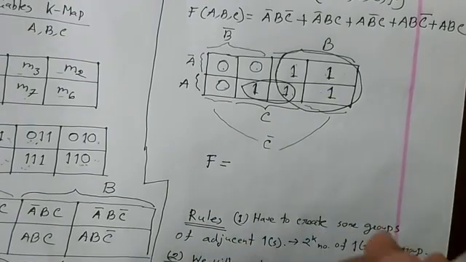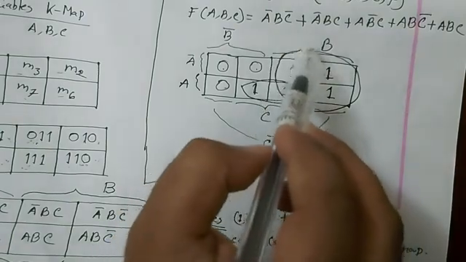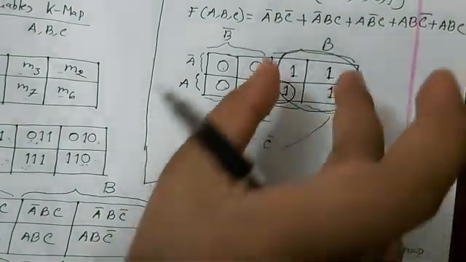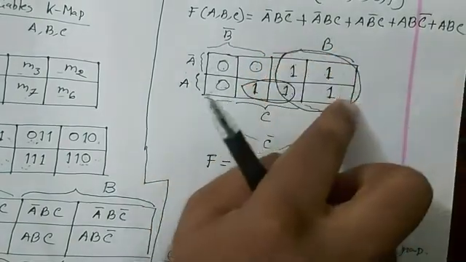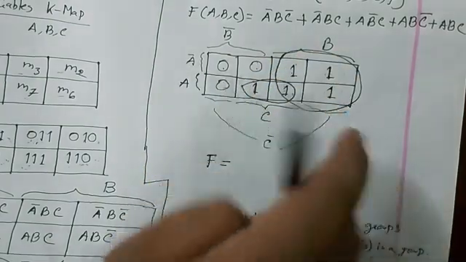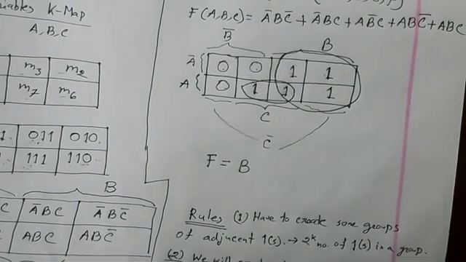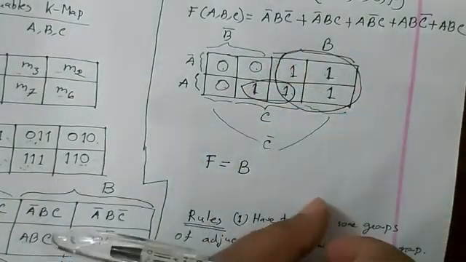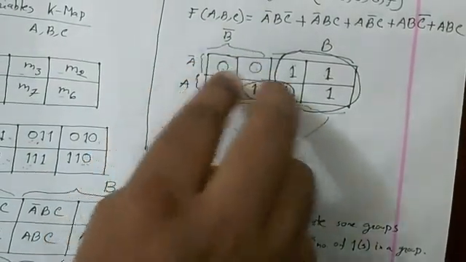Okay. Now, is this group inside B? Which is B? B is this portion, right? So obviously this whole group is inside B. So we can take B. Now, is this group inside B prime? No, B prime is here, so obviously it's not inside B prime.